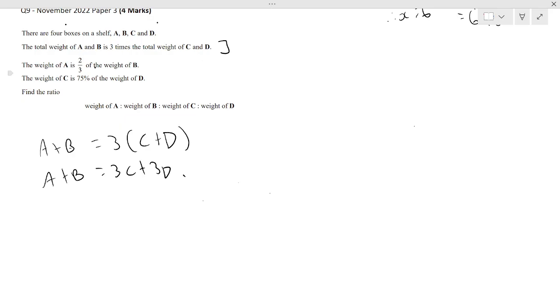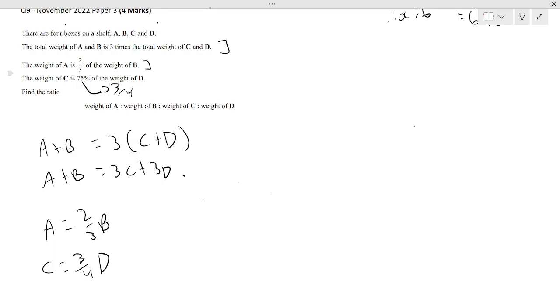Okay, then we are given the weight of A is 2/3 the weight of B. That's simply A is 2/3 of B. And then we're also given the weight of C is 75% the weight of D. As a fraction, that is 3/4. You should hopefully recognize that. So by that logic, C is going to be 3/4 lots of D. Now with all of this, we've got to find this ratio here.